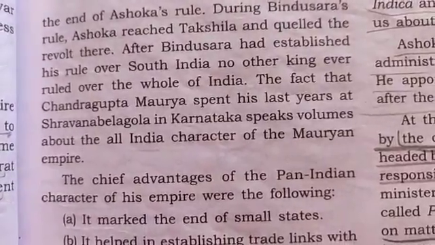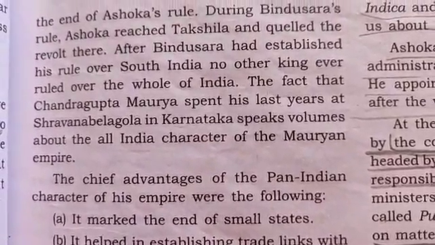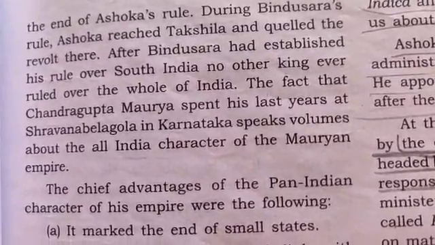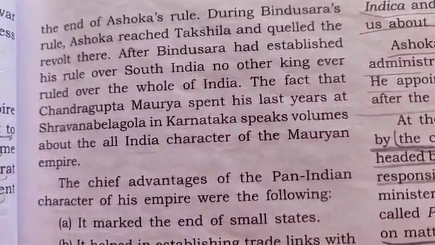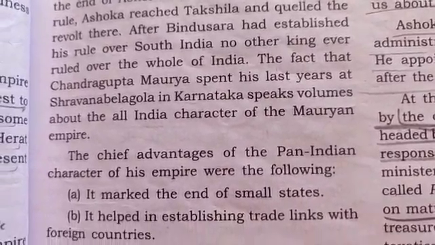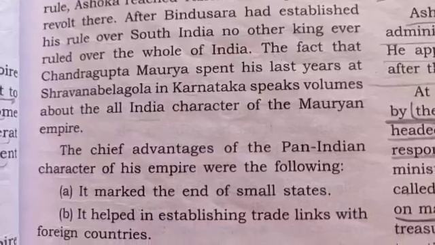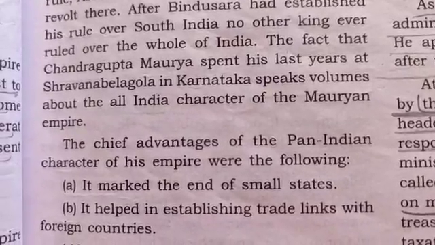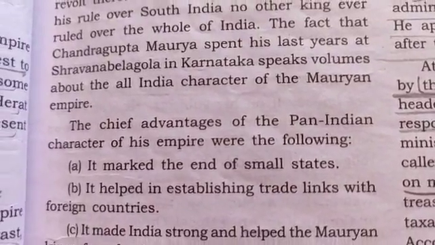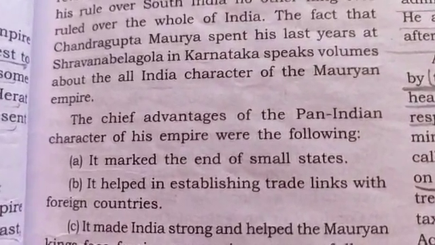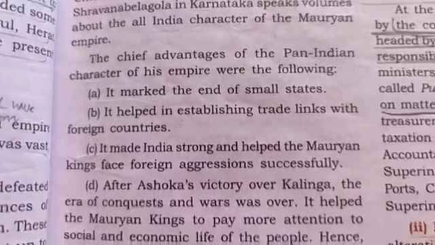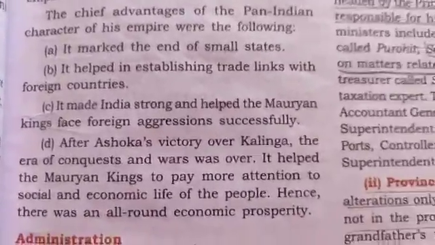During Bindusar's rule, Ashok reached Takshila and ended the revolt there. After Bindusar had established his rule over South India, no other king ever ruled over the whole of India. The fact that Chandragupta Maurya spent his last years at Shravan-Belgola in Karnataka speaks volumes about the all India character of the Mauryan Empire. Now, mark this as important.